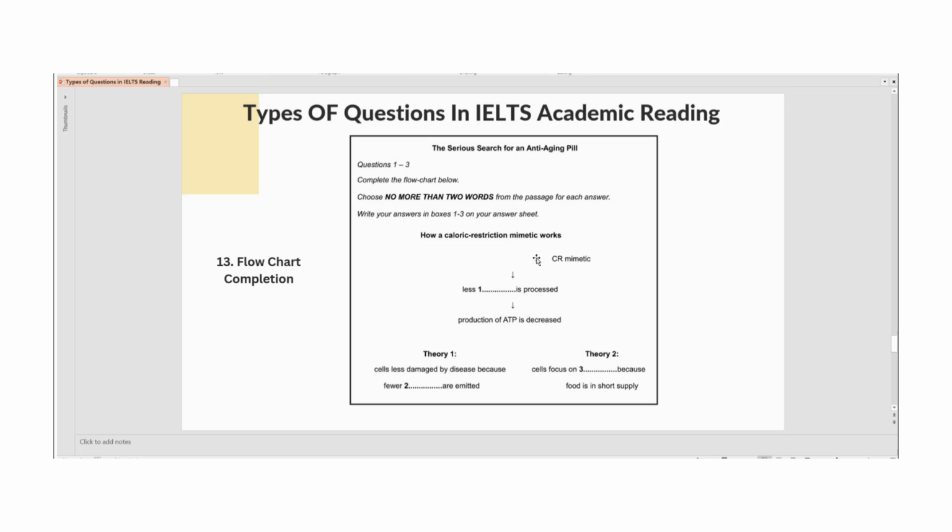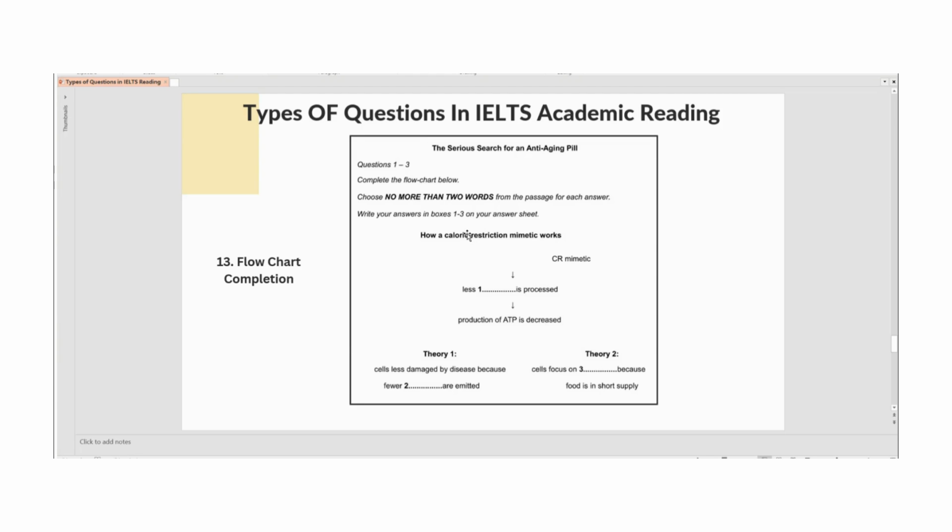First of all, the CR mimetic is followed by, you have to provide the answer here, which is followed by production of ATP is decreased. Okay, so the theory 1, theory 2. So this is how a flowchart works. In this the information is divided into steps, and you have to complete the steps by filling in the missing words.